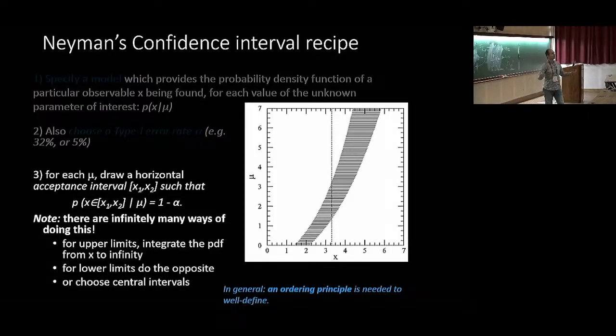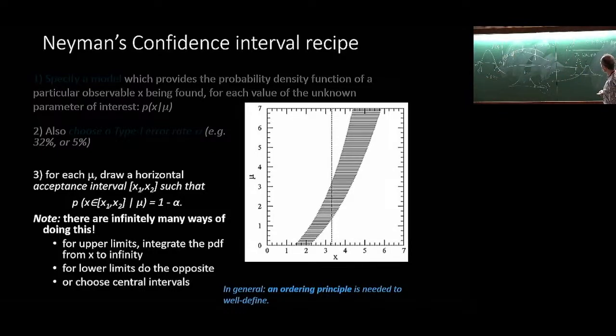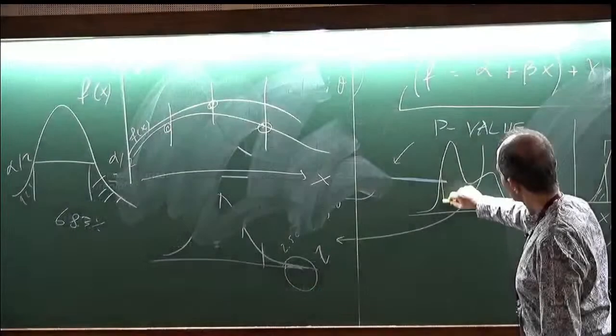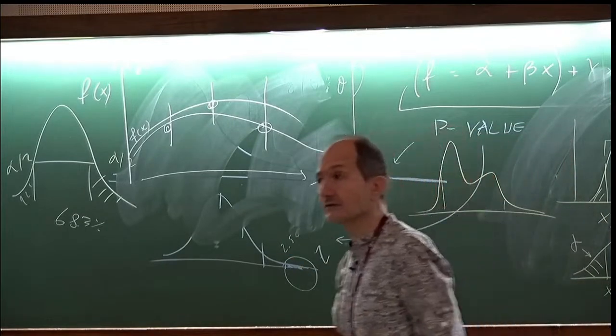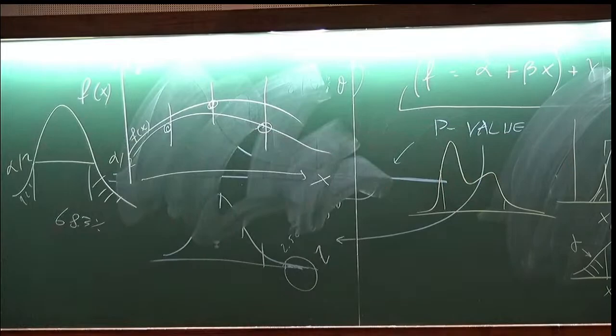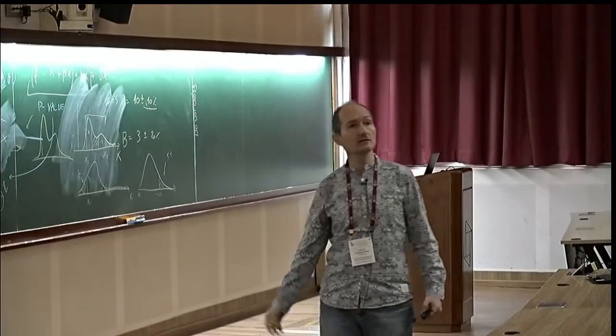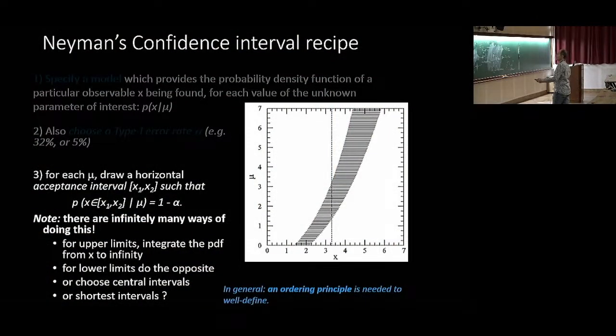But you could have shortest intervals that might not be the central intervals. If, for instance, you have a complicated distribution function, the shortest interval that contains 95% of this PDF might not be central. It might be something that is skewed towards the left or something like that. Okay, so you have to have a prescription. You have to have a type 1 error rate. You have to know the PDF. And then you can come up with a confidence belt.